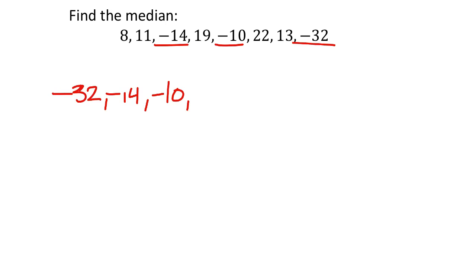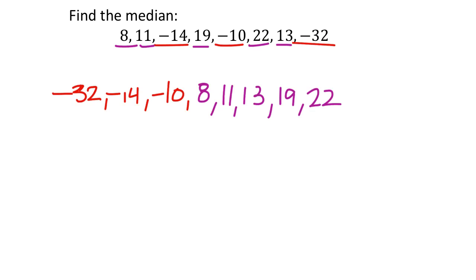Let's go to the positive values now. 8, 11, 19, 22, and 13. So 8 is the smallest number amongst them. Next up, looks like 11, right? And then 13, and then 19, and our largest value is 22.